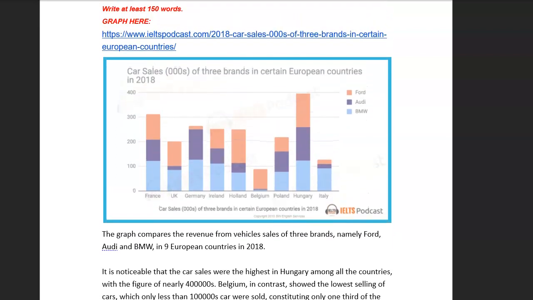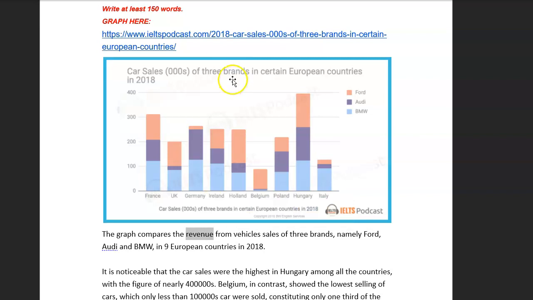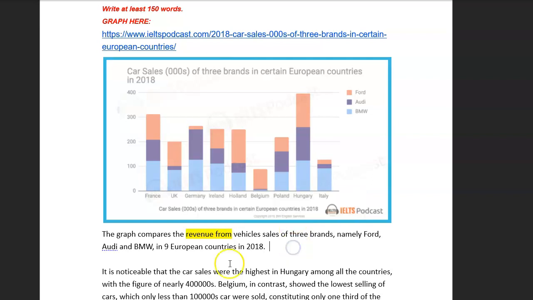So this is a quick kind of work we're going to do before we even start writing. So the graph compares revenue from sales of 3 brands, namely Ford, okay. Specifically, don't know about revenue because there's nothing indicating the price they sold the cars at. Be careful, that's your supposition, that's not what this is. So I would say compares vehicle sales. Keep it very simple. Don't speculate.